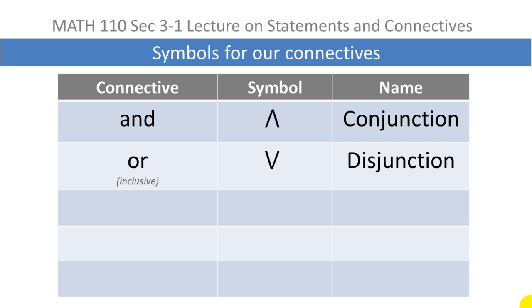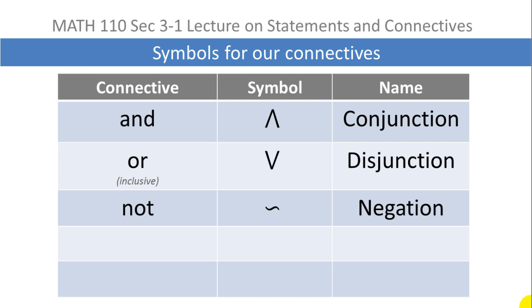The second connective is an or, and you can see I've put inclusive in parentheses. This is called the inclusive or. The symbol for it is a V shape, and it's called a disjunction. Now there is also an exclusive or. We're not covering it here, but there is one, and the basic difference is whether, if you put or between two statements, the truth value of that statement with an or in it is different for an inclusive and an exclusive in one case, and I'll get more into that later. But just remember that the only or we'll be using in this course is the inclusive one.